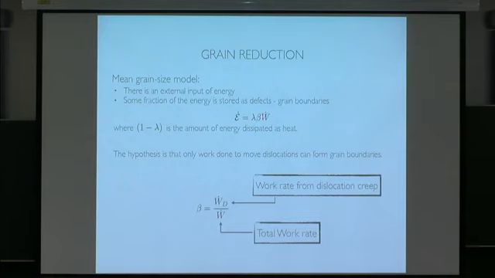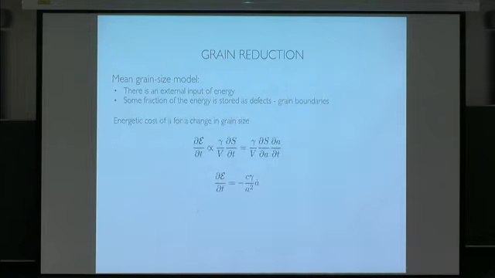Additionally, it's assumed that only a fraction of the work is done through dislocation-related processes. So the rheology is a composite of dislocation creep and diffusion creep. And so it's only the dislocation-related work that goes into reducing grain size. That's captured here in the beta, which is described here: it's the work done by dislocation creep over the total amount of work. So that tells us the amount of energy we have to play with. And then we can work out what the energetic cost for a change in grain size is.